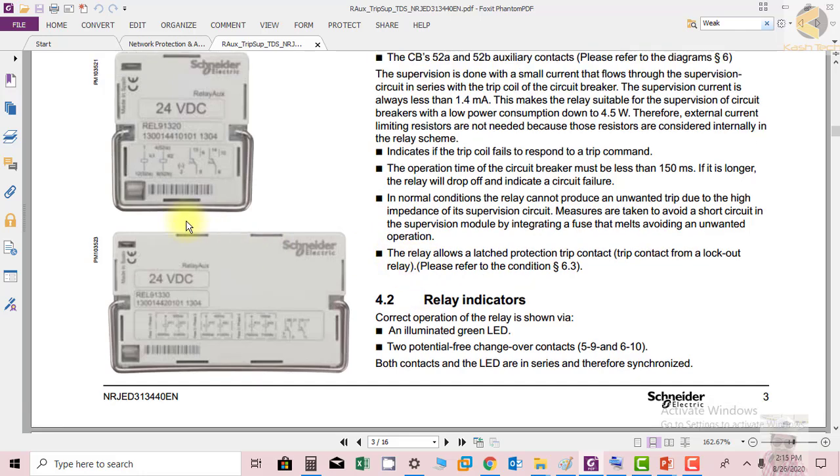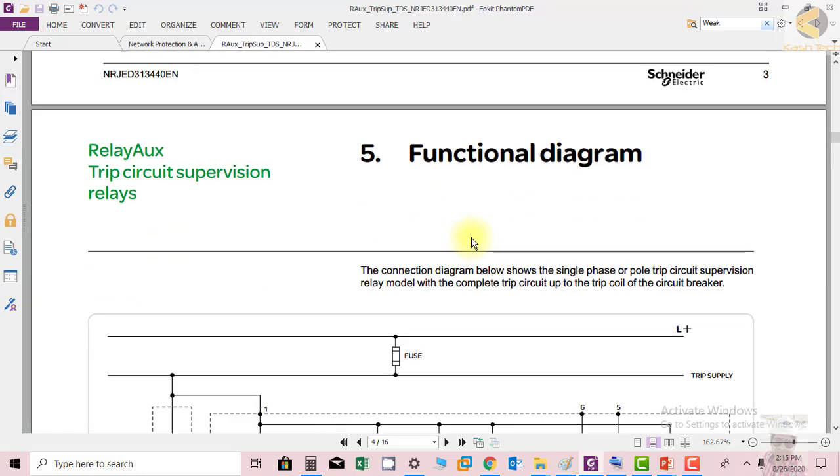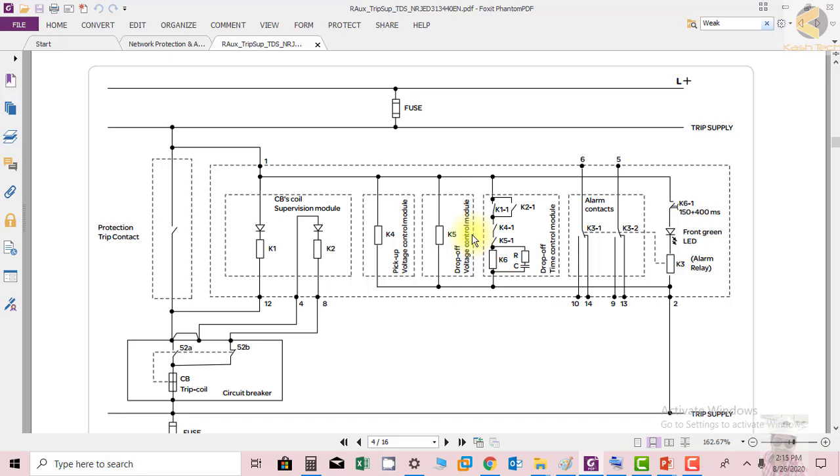So these are the two relays. This relay has only two coils, and it is a simple relay that we have discussed, which is monitoring the breaker in open and closed conditions, and also some kind of time delay is given here, which can be selected. And this relay has more functions. We can see in detail. This is a function diagram.